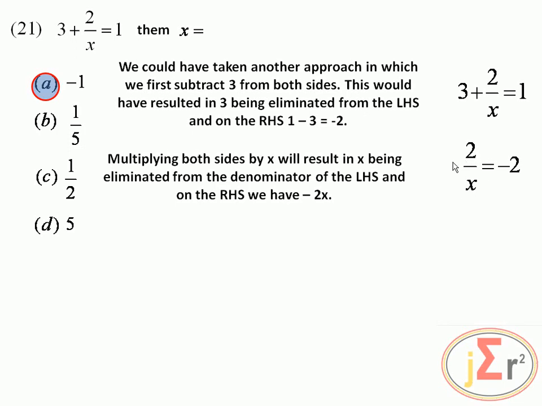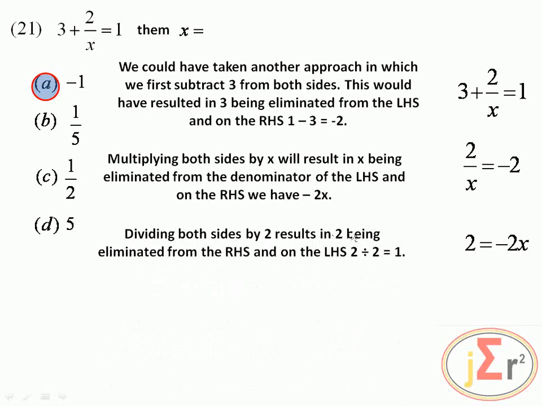Multiplying by x, x will be eliminated here. We multiply by x here. Negative 2 times x is equal to negative 2x. Divide both sides by 2 results in 2 being eliminated from the right hand side, and on the left hand side 2 divided by 2 is equal to 1. So 1 is equal to negative x. Then we reverse the equation, that is, we will have negative x on this side and 1 on the right hand side.